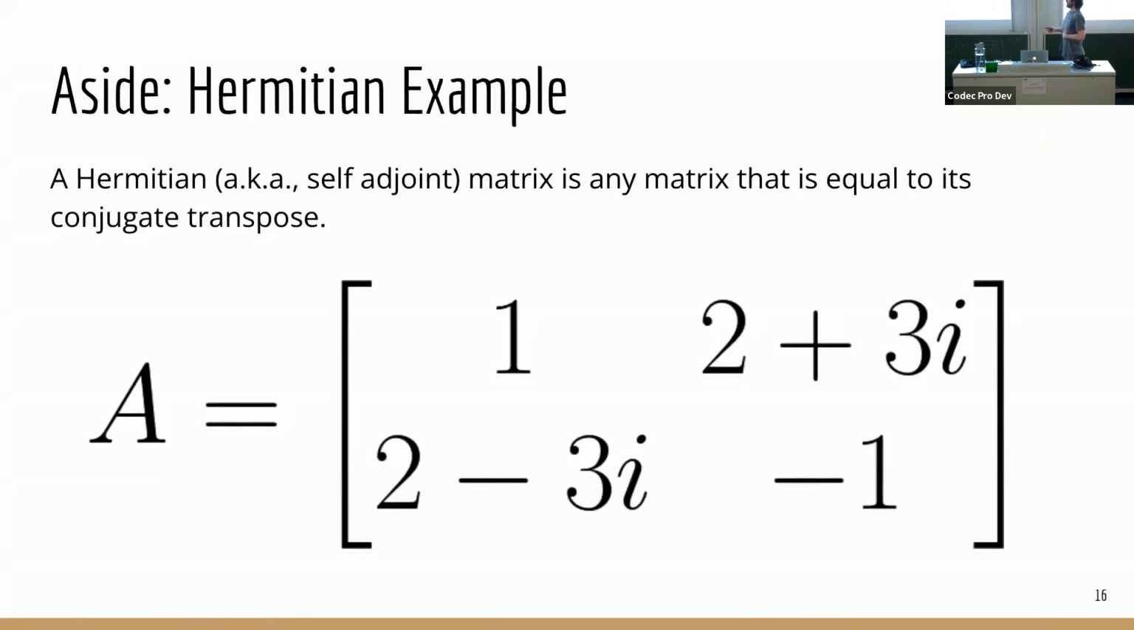Just as an aside, if we're a little rusty on the linear algebra, a Hermitian matrix, also known as a self-adjoint matrix, is any matrix that is equal to its conjugate transpose. Here is an example of such a Hermitian matrix. You can see that it's almost a symmetric matrix. However, the imaginary components on the off diagonals are negated with one another, as opposed to just taking a transpose.